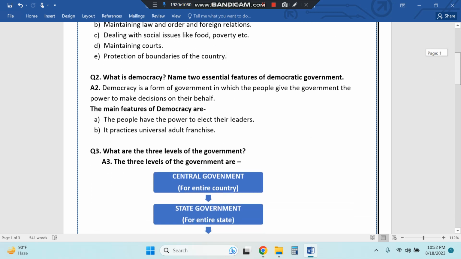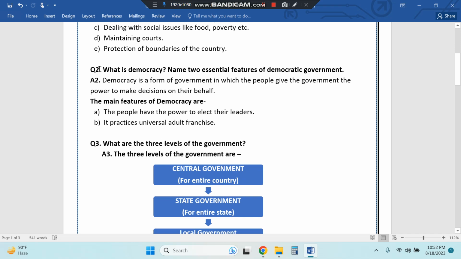Let's move ahead. Next question is, what is democracy? Name two essential features of democratic government. A democratic government is a form of government in which people give the government the power to make decisions on their behalf. Basically, it is a government in which people elect their own leaders, and it practices universal adult franchise as well. That means all people who are 18 or above have the right to vote.